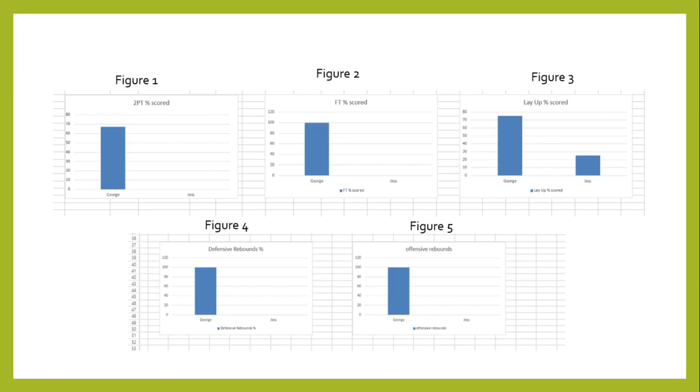Layup shots, titled Figure 3. In this picture you can see that Jess scored just under half as many layup shots as George. As a group as a whole, there is an average of 36.5%.